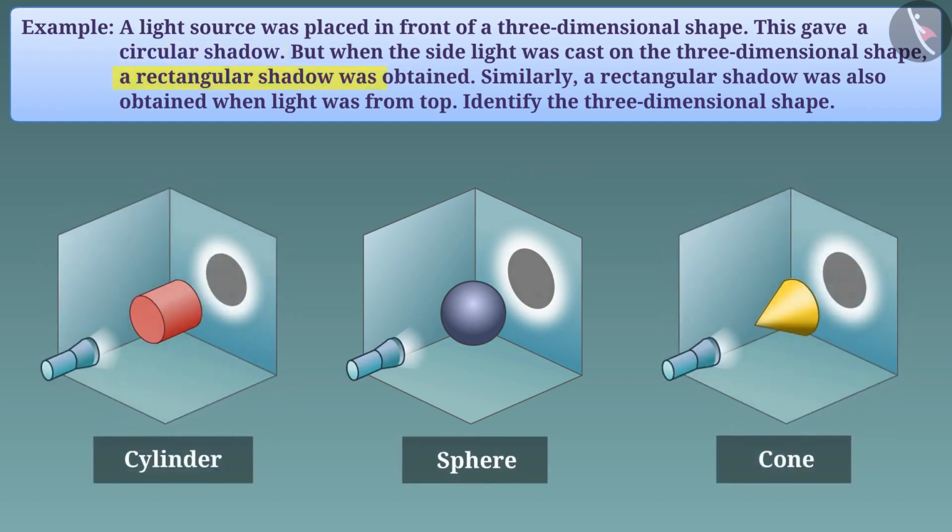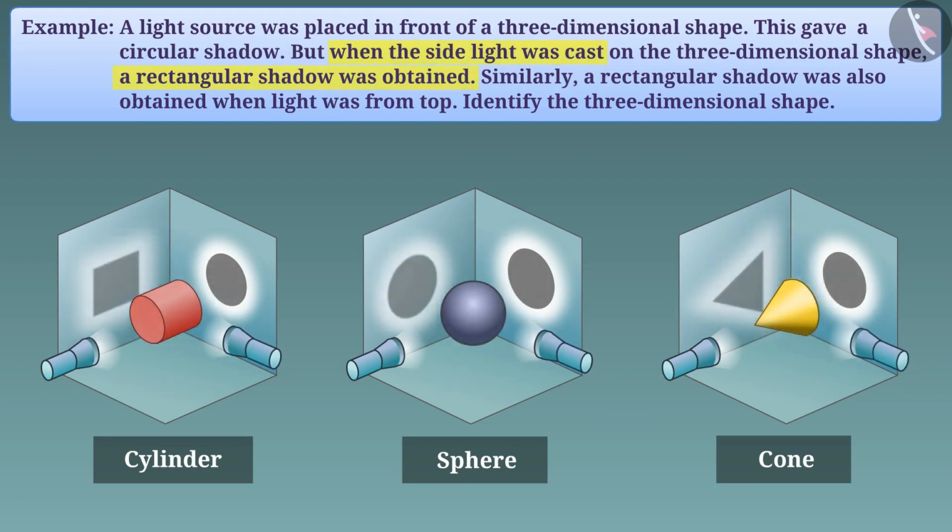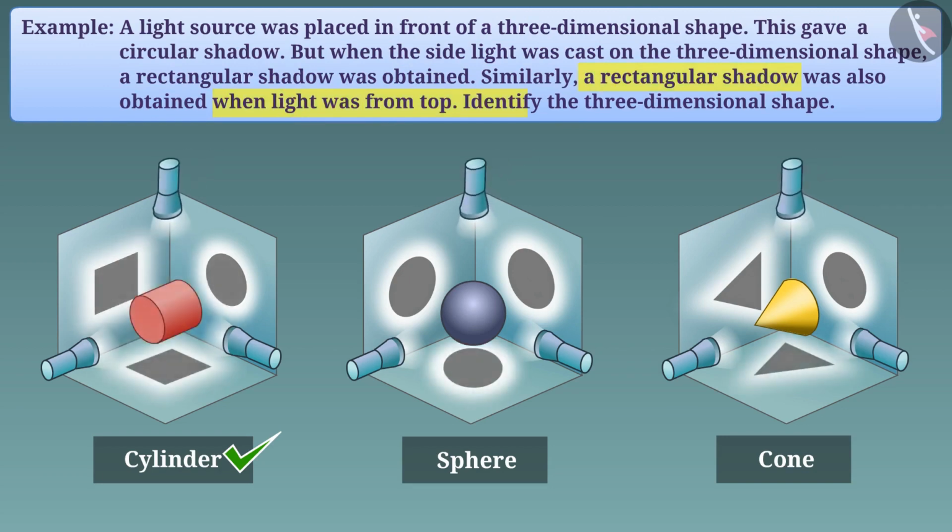A rectangular shadow is obtained when this figure is lighted from a side. If we focus side light on a sphere, cylinder or cone, only the cylinder forms a rectangular shadow. Therefore, we can say that a cylinder is mentioned in the example. We can verify this from the third condition. The third condition tells us that even when the three-dimensional shape is lighted from above, a rectangular shadow is obtained, which is true with respect to a cylinder.